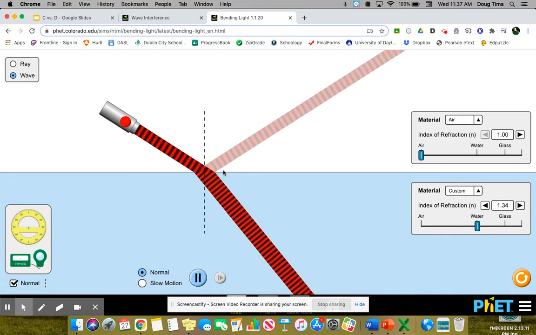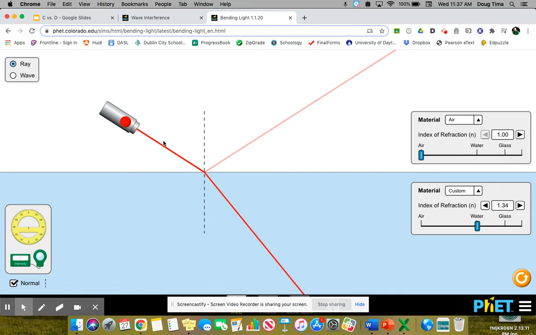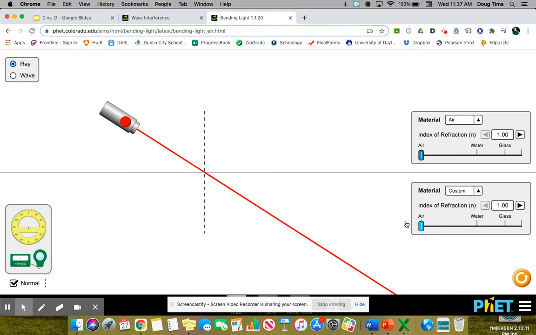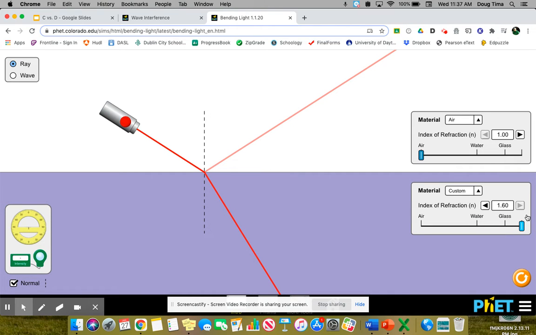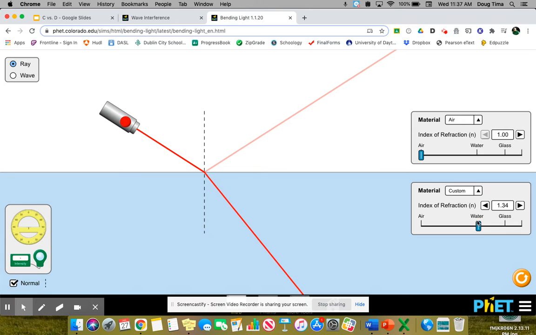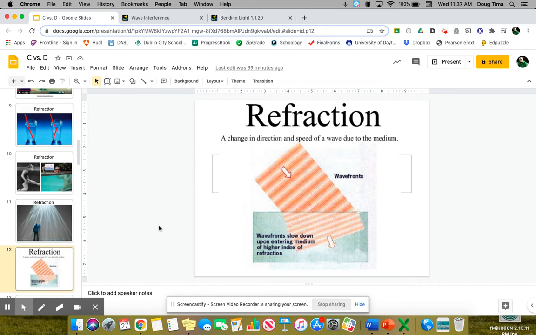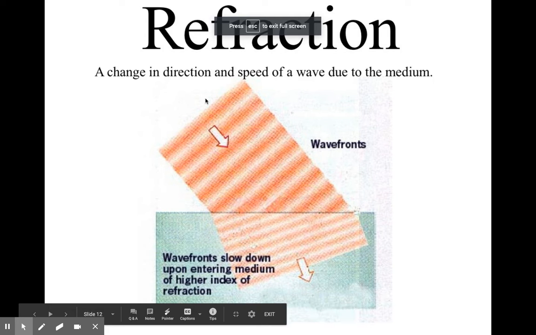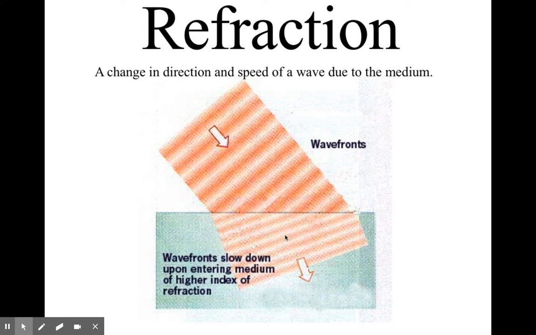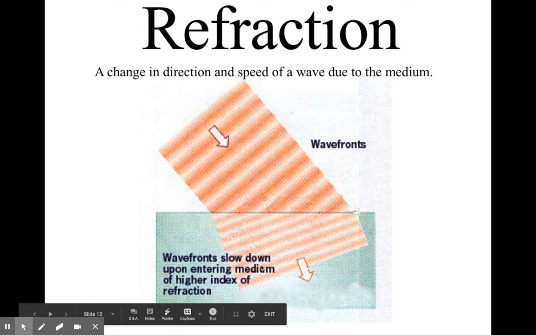What's really cool is it doesn't matter if it's actual waves or literally a laser light, the same principles hold true. If it's the same, it's straight on. If it's more dense, it's going to refract more. I'm going to reset this because we're going to come back to it in a little bit. So back to our presentation. Again, the waves are going to come in and bend into the medium, and depending on the density of that medium, it's going to become more or less of a bend.